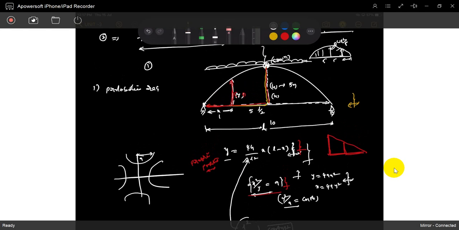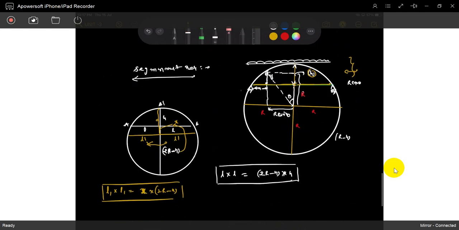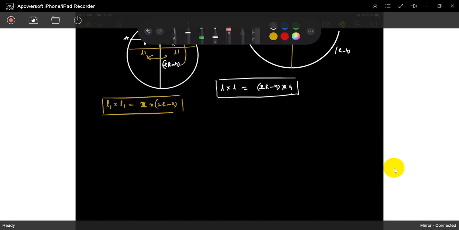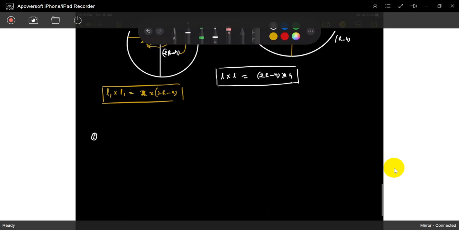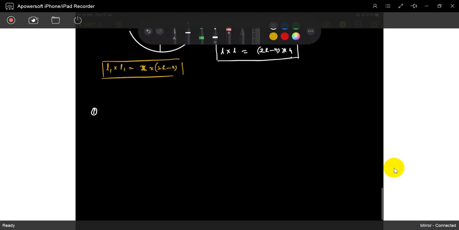So now, the syllabus is only three hinged arches and two hinged arches, and we also have to discuss the segmental arch, parabolic arch and circular arch. So first, the first problem, I will solve it, just see it.